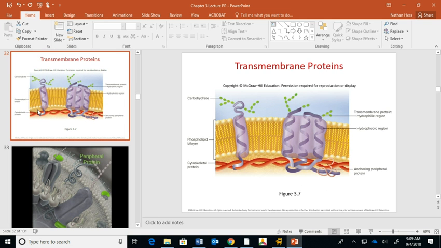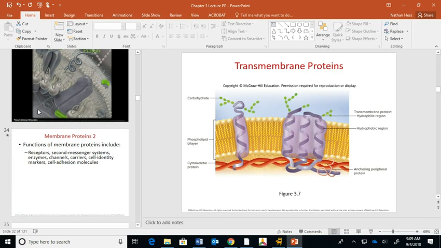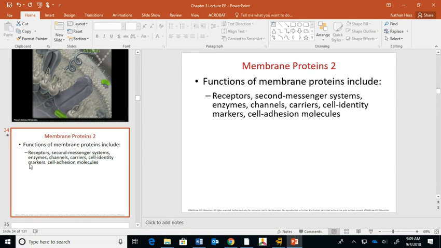Here's a picture so you can see this is the protein, the purple piece here. They're grabbing these carbohydrates and bringing them in, or they're letting water come in. They're going all the way through. So some functions are that they are receptors, again, transport. They are cell identity markers.